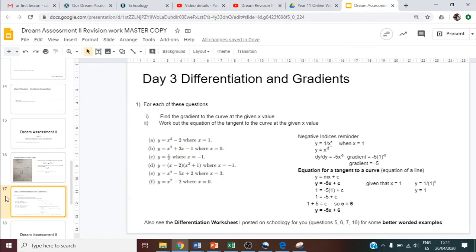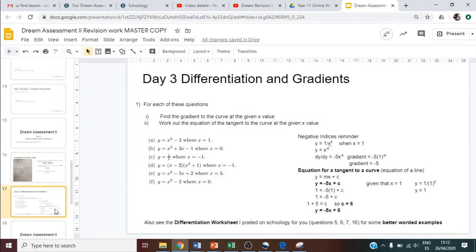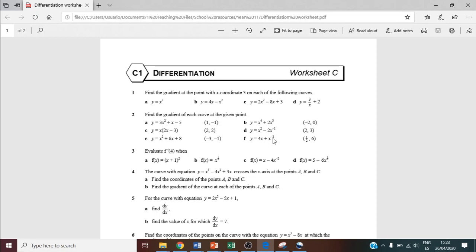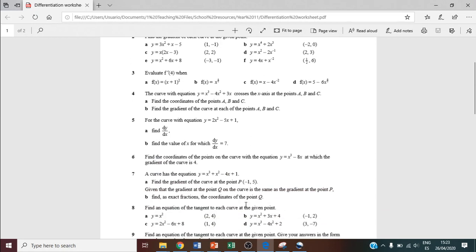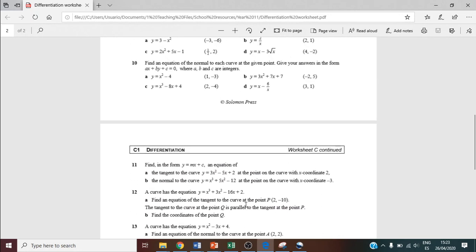Now, also set as work for the day was to have a look at the differentiation worksheet that I posted on Schoology for you, specifically questions 5, 6, 7, and 16 for worded examples, which are more similar to the kinds of things that we saw in our example over here, and things that we might likely see on this assessment. So let's go over to this differentiation worksheet. And we said that we were going to have a look at questions 5, 6, 7, and 16. Is that right? Yeah. Okay.